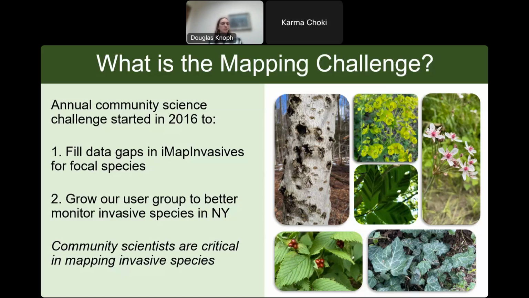And again, I want to harp on the importance of community scientists in this mapping challenge. Professionals are out there doing work for the highest priority species, the ones that are posing the greatest risk to the environment or to human health. But there's a lot of species. We track over 600 species in New York in the iMapInvasives database. So there's a lot of species that kind of get left in the leeway. And we want to make sure that we're getting a good idea of the distribution and abundance of all these species the best we can.